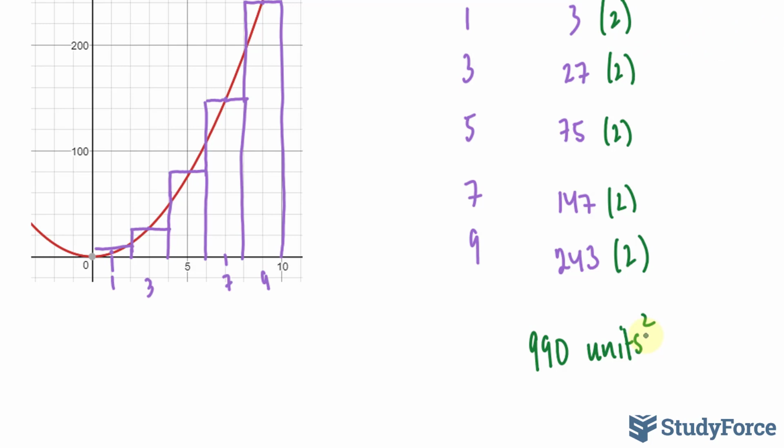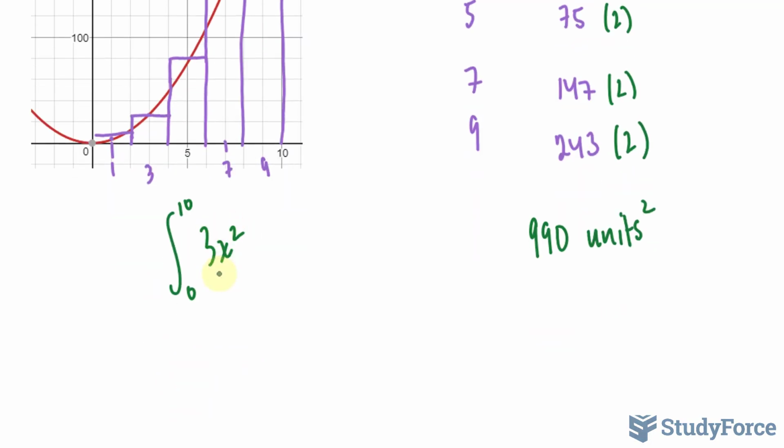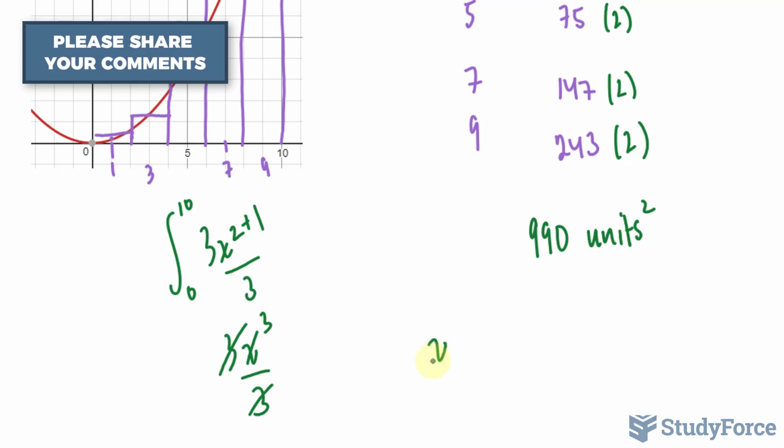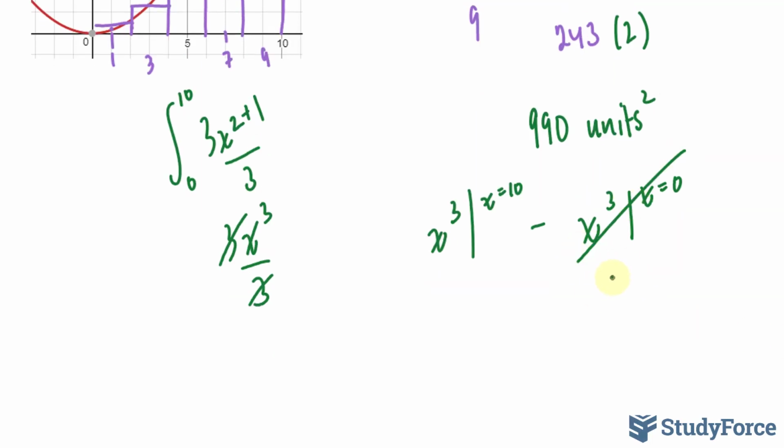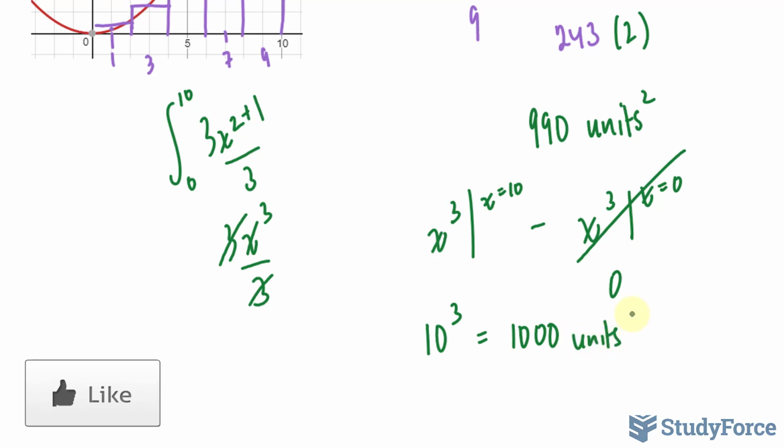Let's go ahead and see what would happen if we took the integral of 3x^2 between 0 and 10. The integral of 3x^2 is, we add 1 to the power and divide by 3. We get 3x^3 over 3, where the 3's cancel out. So we have x^3 when x is equal to 10, minus x^3 when x is equal to 0. Obviously this is 0. Now if I substitute x into here, I end up with 10^3, which is 1,000 units squared. So we're off by 10 units.